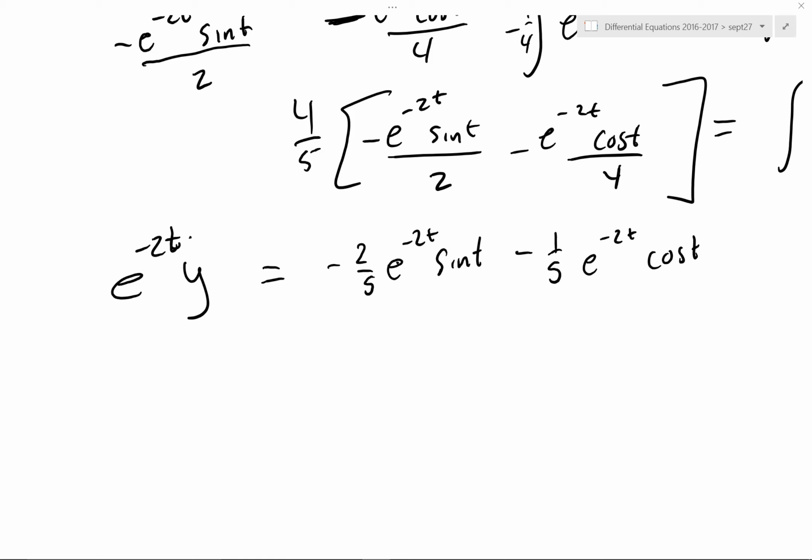Wait, what's wrong out here? There's one little thing that's missing out here. There it is. Yes. What was the rule for that? It was uv minus the integral of v du.